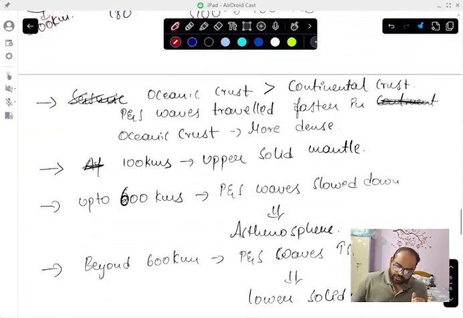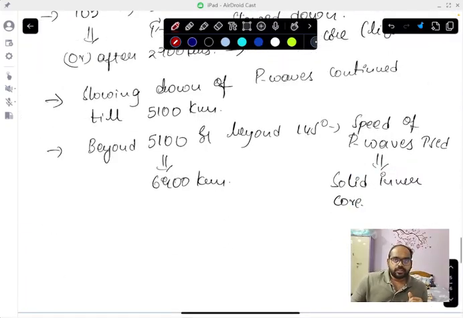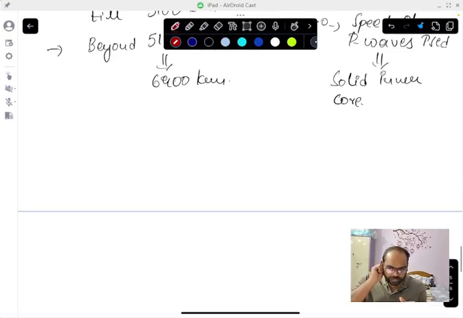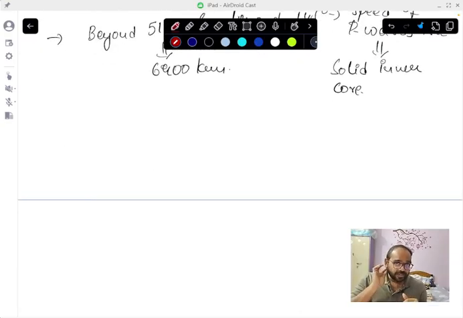And I will give you the diagram of the interior of the earth in the next class. I don't have time now. And in a quick manner, I will talk about types of earthquakes. When we go into types of earthquakes, we have tectonic earthquakes.